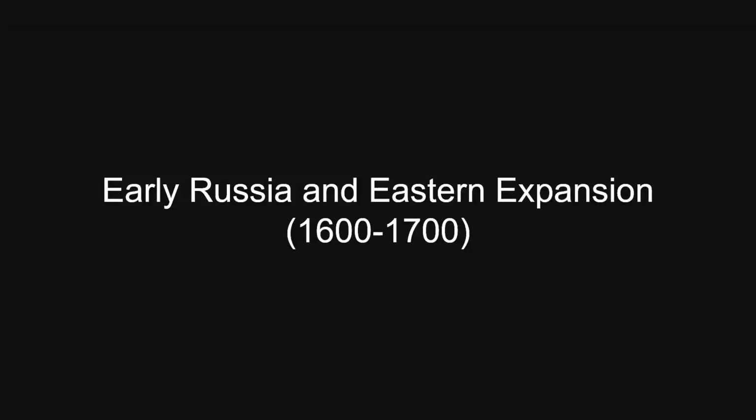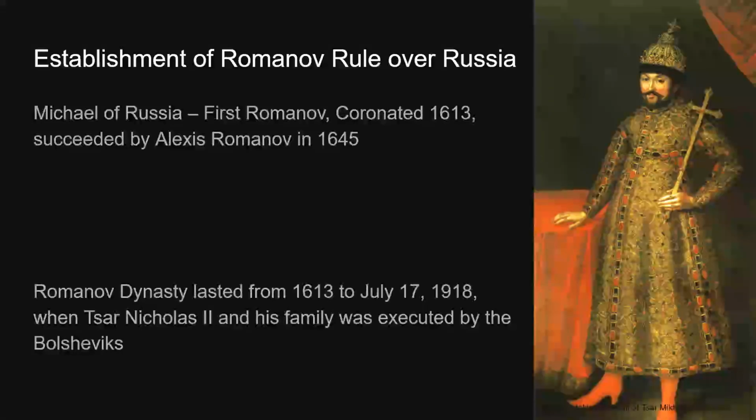Now first, we will discuss early Russia and its expansion eastward, all events that occurred between the years 1600 and 1700. King Michael, or Mikhail Fedorovich, was the first Romanov. He was coronated in the year 1613. This is the beginning of the Romanov dynasty, which would last over 300 years, ending in 1918 when Tsar Nicholas II and his family was executed by Bolsheviks during the Russian Civil War.